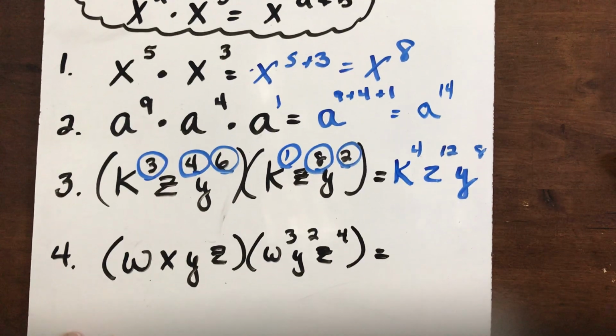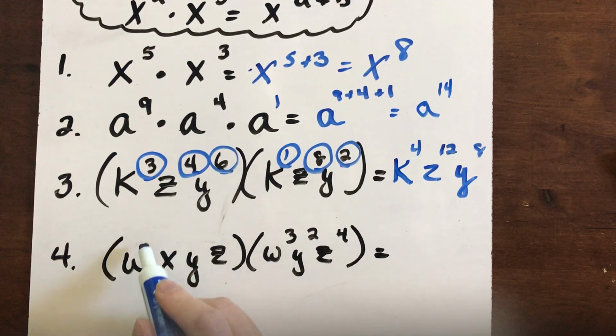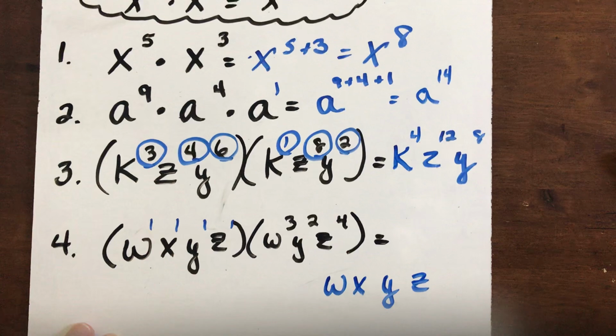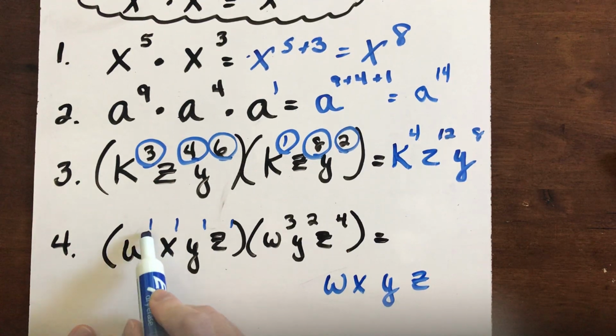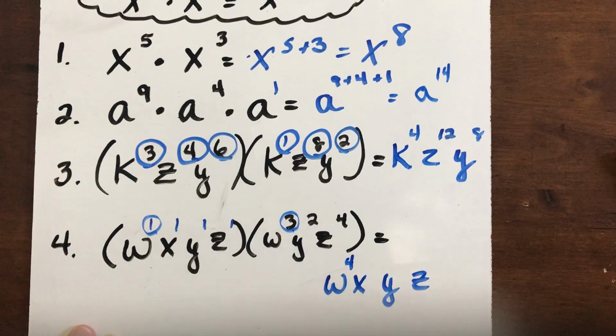Okay, now look here at number 4. Again, I have 4 bases here, 3 bases here, but none of these bases have exponents. So go through and put your 1. So what are all the bases that we have? We have a w, an x, a y, and a z. So I'm going to write those down. So let's look at the w. I have 1 w here and 3 here. 1 plus 3 is 4.